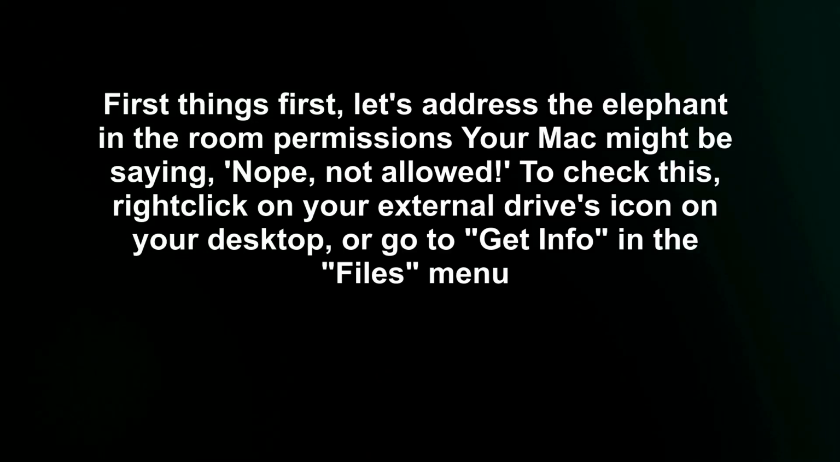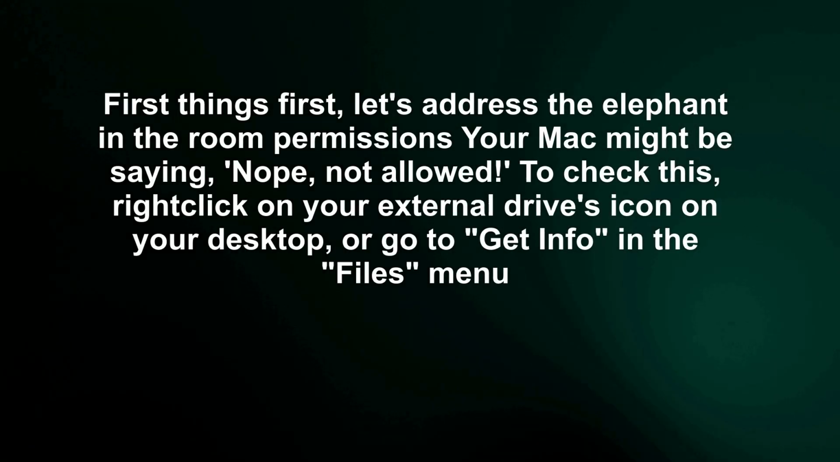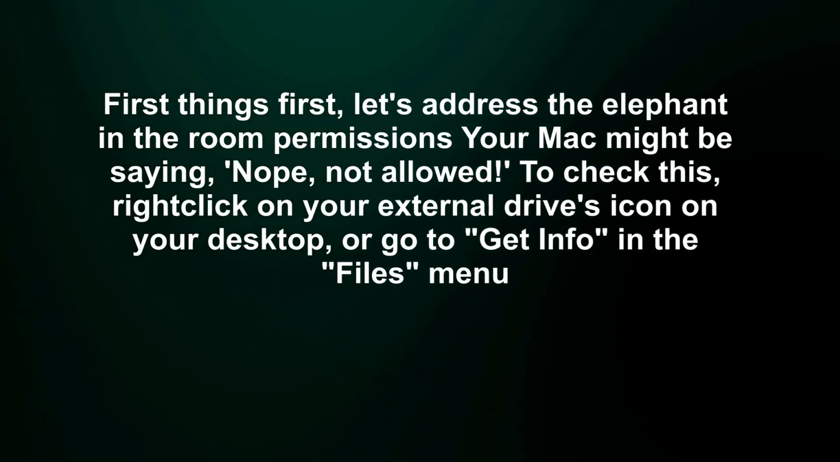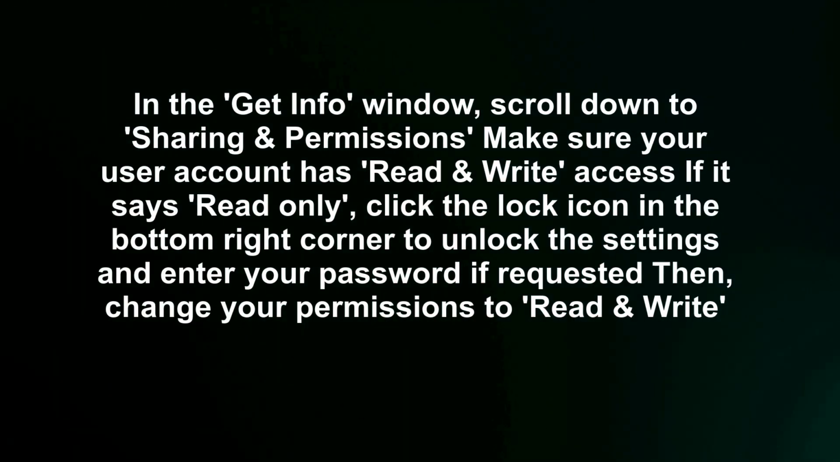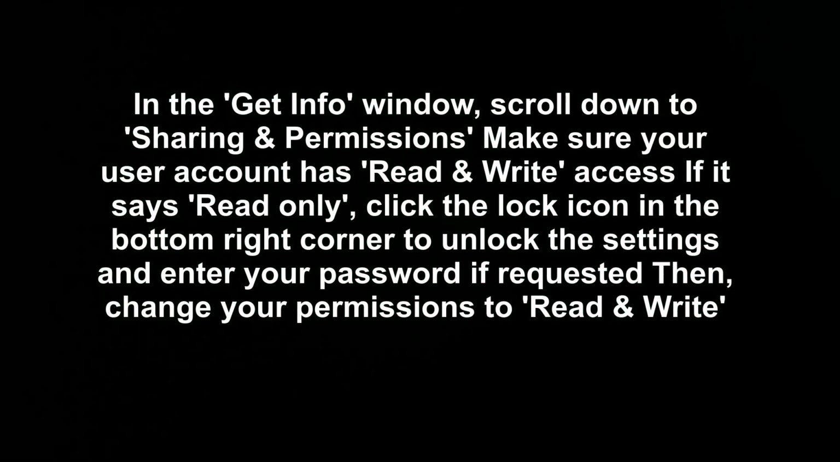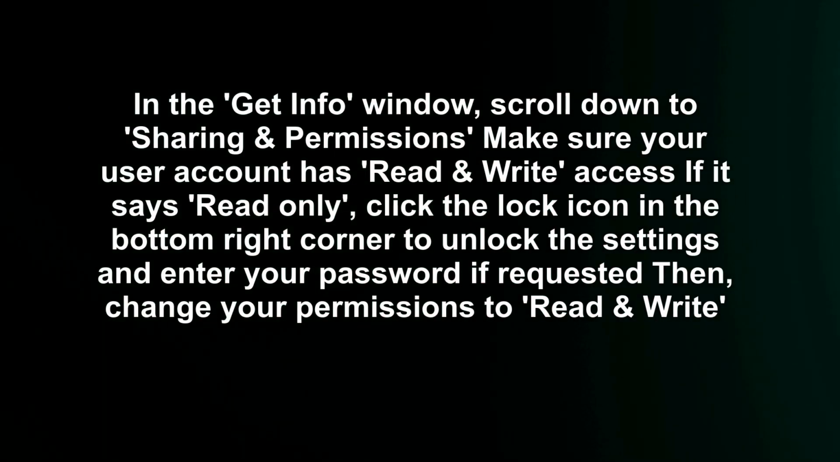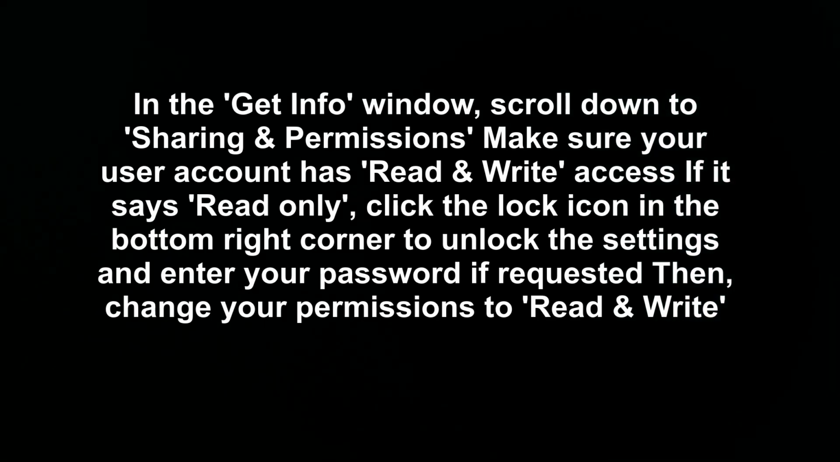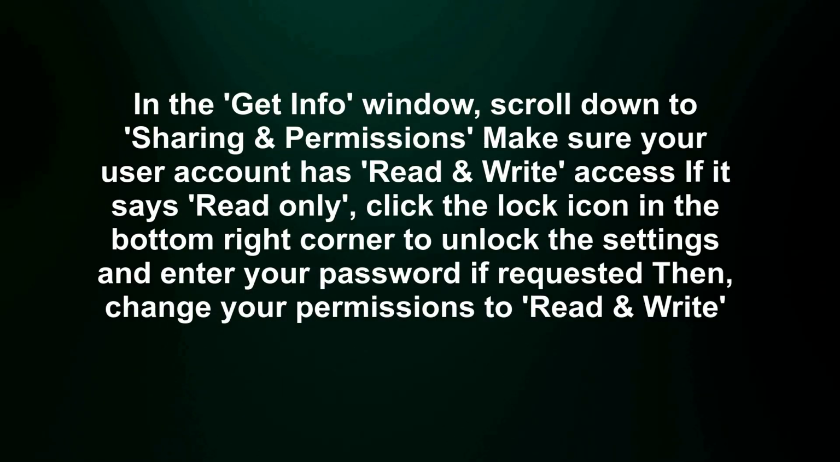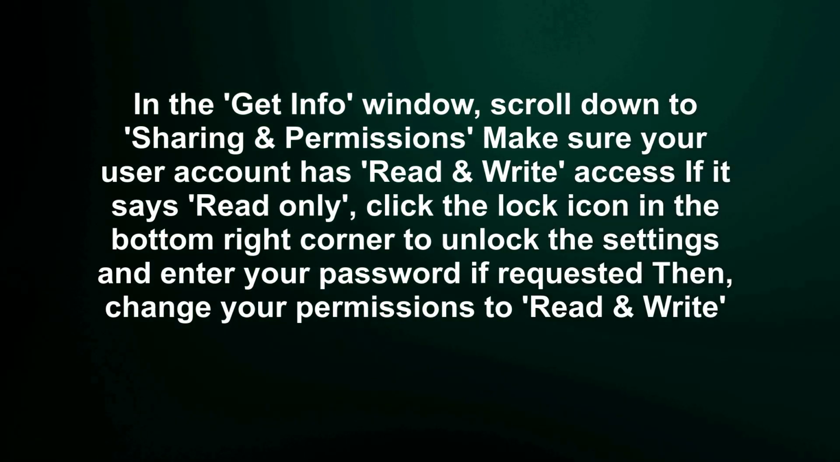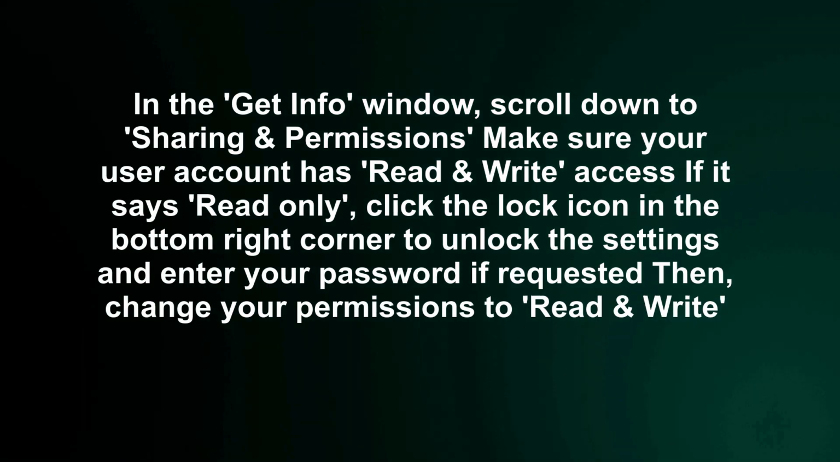To check this, right-click on your external drive's icon on your desktop, or go to Get Info in the File menu. In the Get Info window, scroll down to Sharing and Permissions. Make sure your user account has read and write access. If it says read only, click the lock icon in the bottom right corner to unlock the settings and enter your password if requested. Then, change your permissions to read and write.